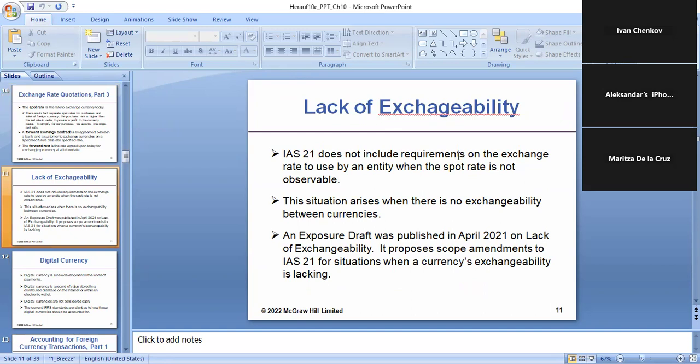International Financial Reporting Standard 21 does not include a requirement on the exchange rates to be used by the entity when the spot rate is not observable. Now, what's going to happen if we're dealing with a currency for which we cannot find the spot rate? This situation arises when there is no exchangeability between the currencies. We're dealing with the Martian, some kind of currency. Then there's no Canadian versus Martian, whatever the currency is. Now, the exposure draft was published in 2021 on lack of exchangeability.